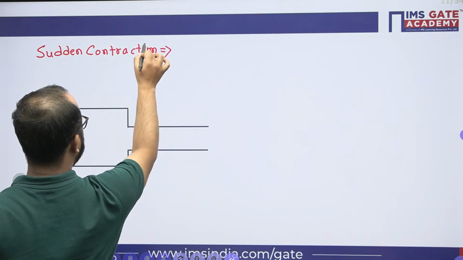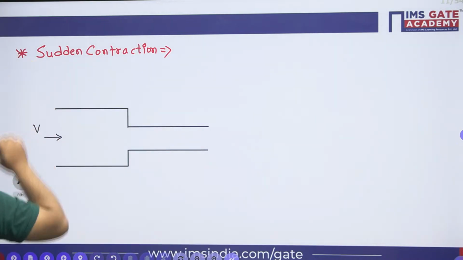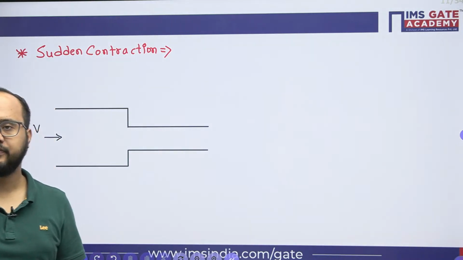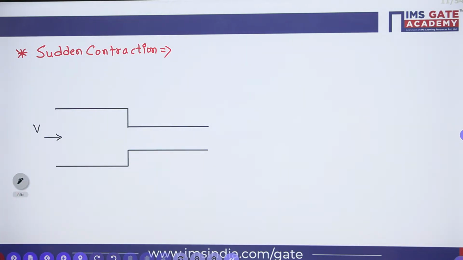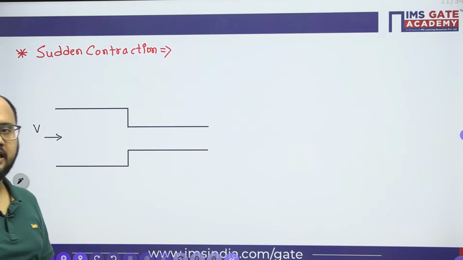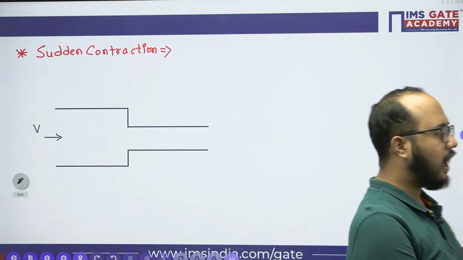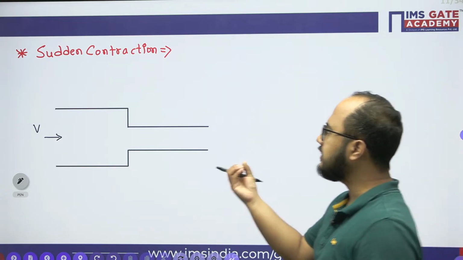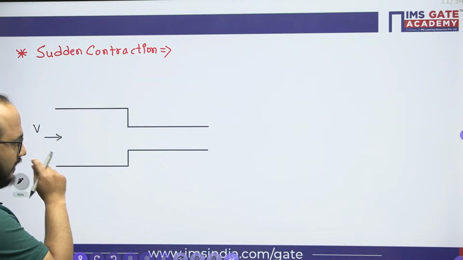Now for such cases, how will you draw HGL and TL? Tell me, what will happen to HGL and TL? Any idea regarding the sudden contraction case? How will the HGL and TL change? Okay. Now see, very interesting point.